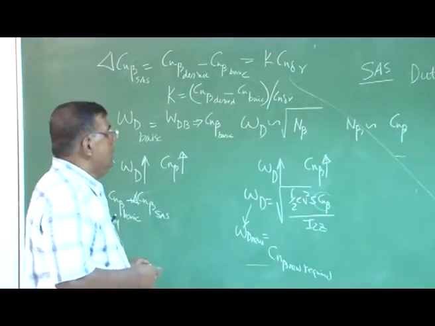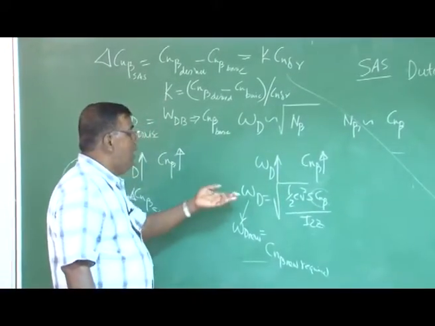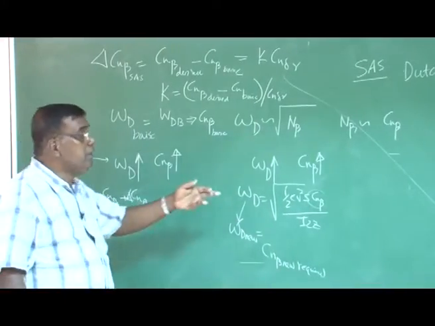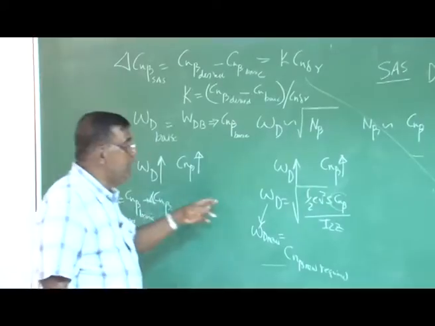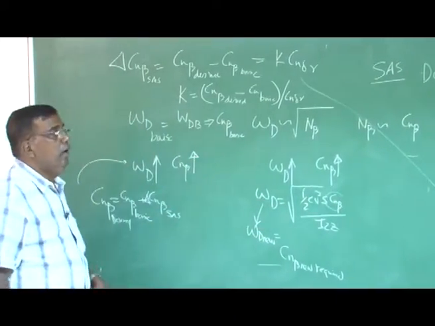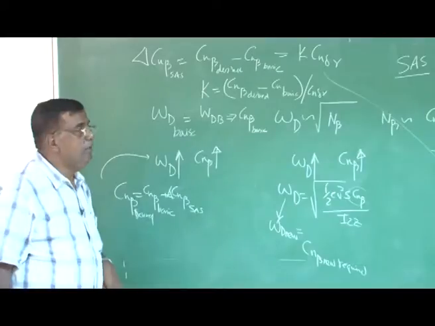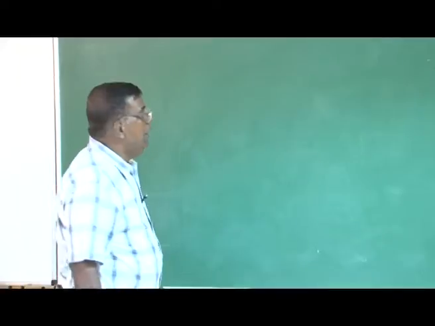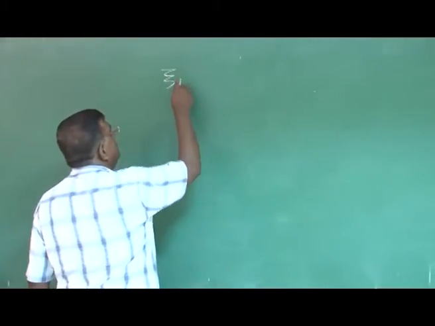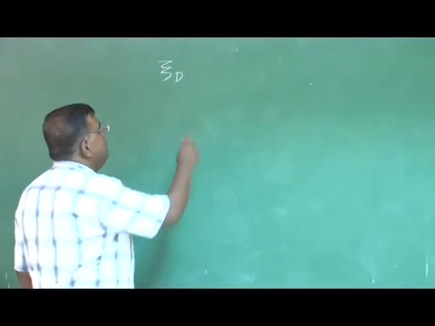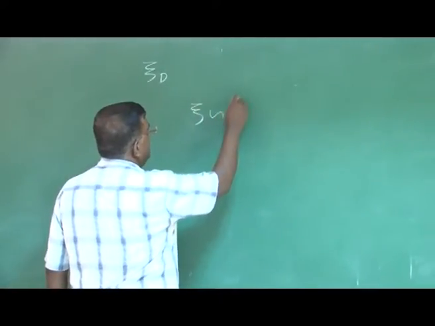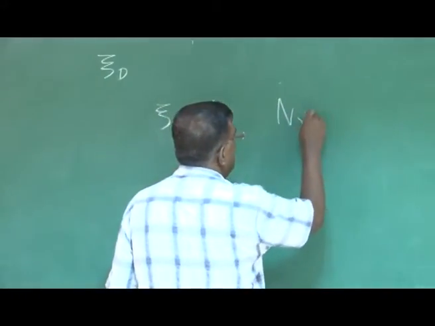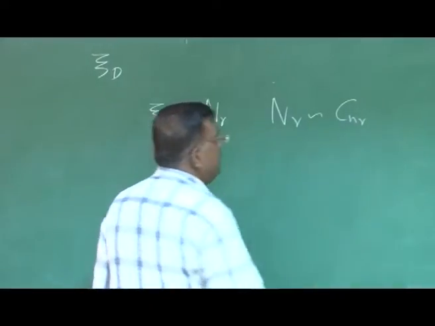What is the final thing? You know from the handling quality requirement how much omega d you need. If it is less, you have to increase Cn beta. If it is more, you have to reduce Cn beta. Accordingly you decide what type of beta feedback you will do for natural frequency. Once that is done, if you want to change the damping ratio for Dutch roll, you know that damping ratio will be proportional to Nr, and Nr is proportional to Cnr. What was Cnr?